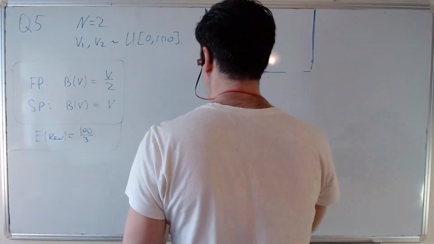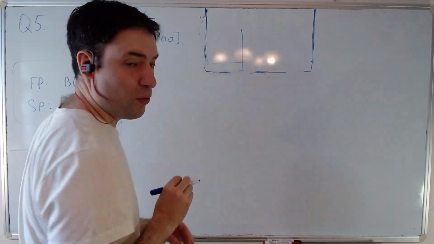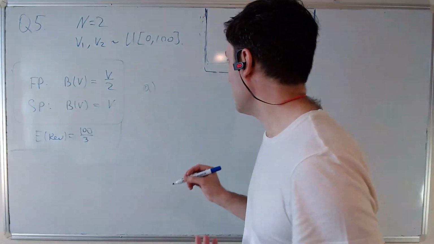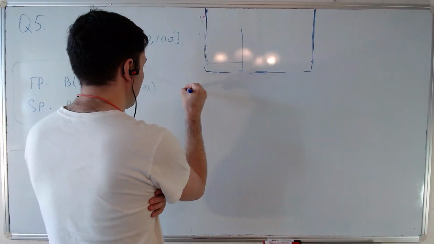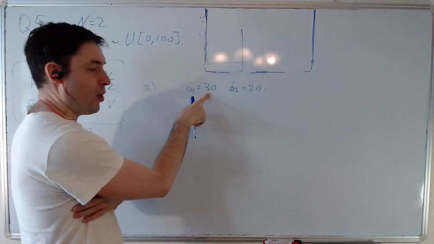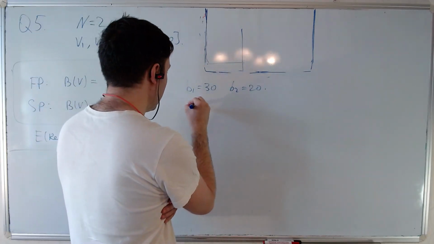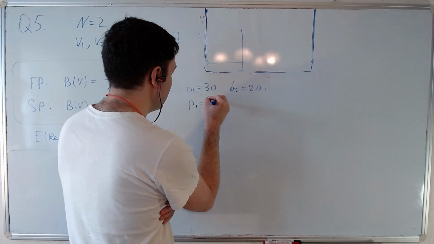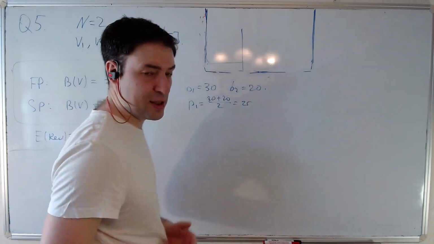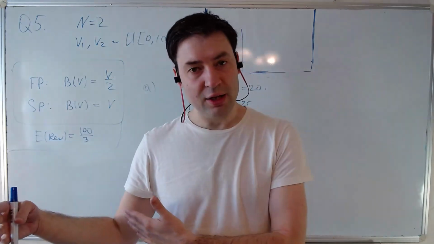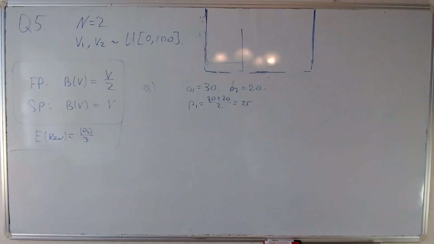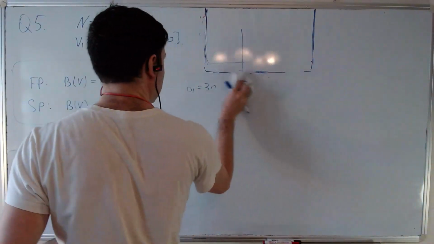Now, in part A, we need to solve for this mixture of the first price auction and the second price auction. The way it works: suppose bidder 1 bids 30 and bidder 2 bids 20. Then bidder 1 would win, he will get the object, and he will pay the average of the 2 bids. So he will pay 25. So it's neither a first price auction, nor a fully second price auction. It's something in between. This is the auction that we will be solving. Let me erase this.